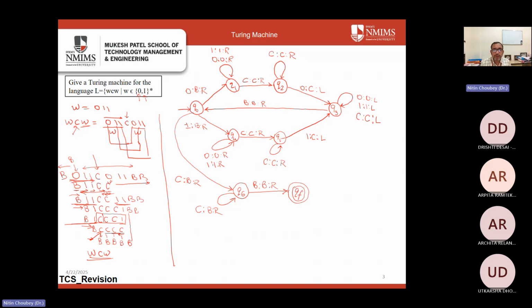So this is the Turing machine for the language L equals WCW, where W belongs to 0 or 1. Is this clear with the process? Here we tried to explain the logic, and here we constructed a Turing machine for it. Any queries on it?